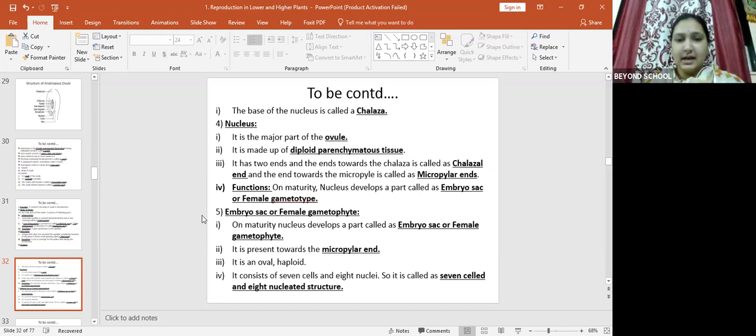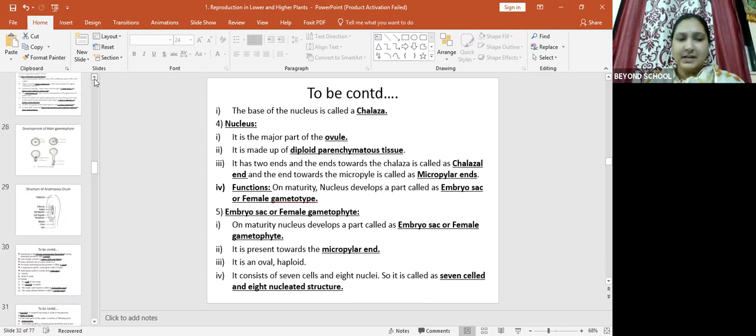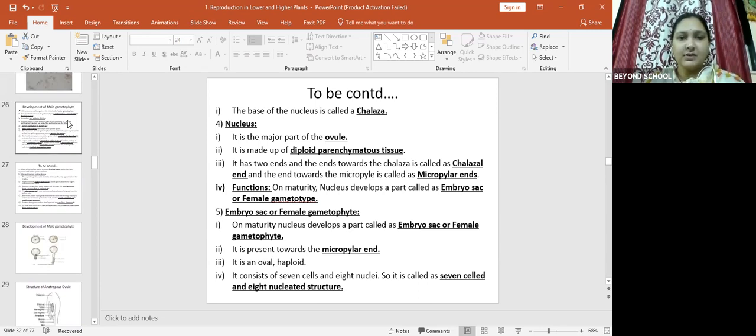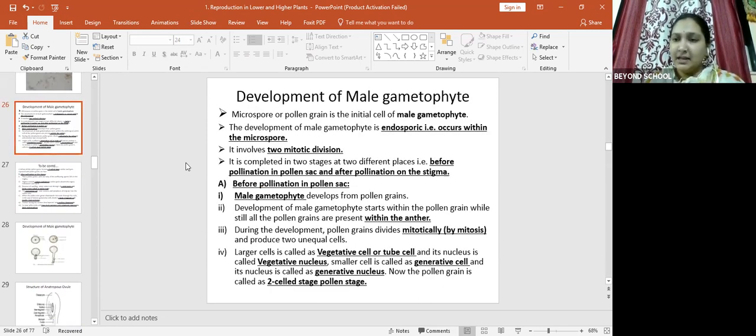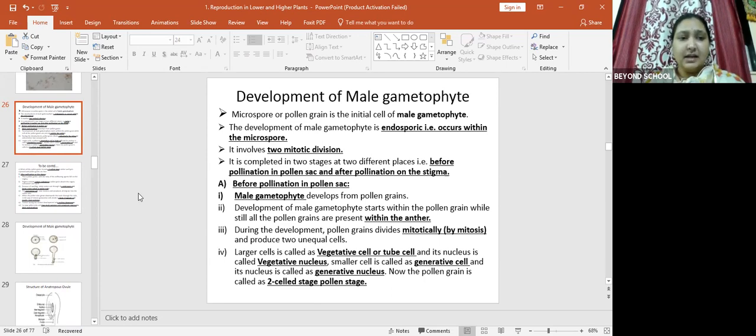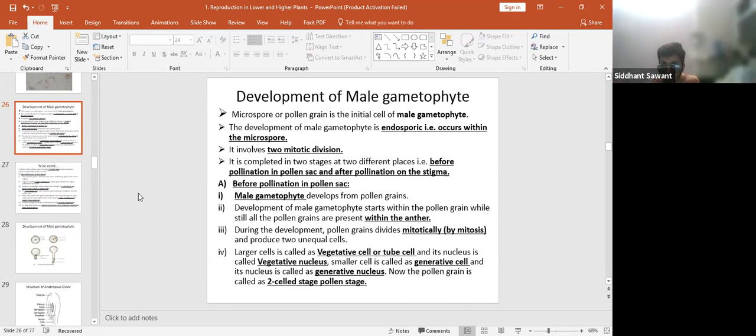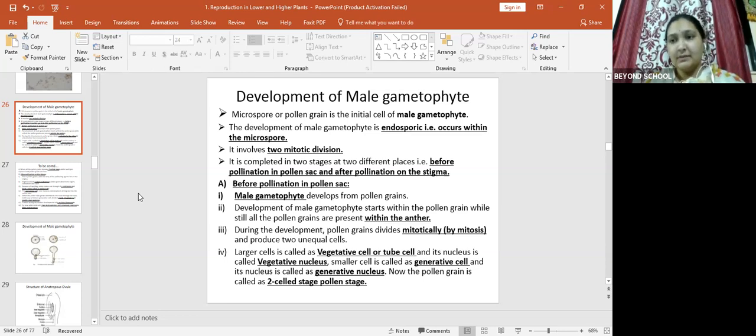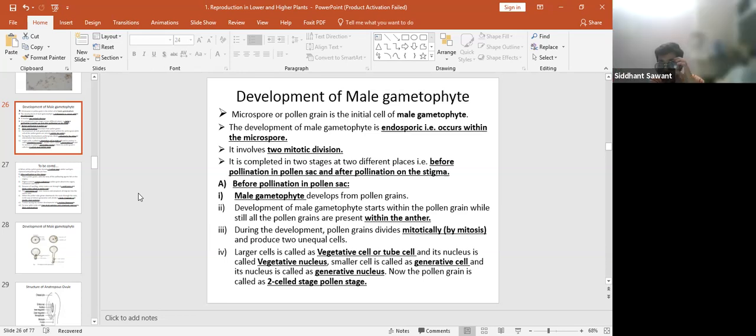Now, dear, let us revise before. I'll ask you a few questions. We studied the male gamete. So the male gamete has been divided into how many stages? Two. Name them. Before pollination and after pollination of the stem. Yes, dear. Now tell me, in a pollen grain, how many cells are produced? Three. Name them. Generative cell, generative nucleus, and vegetative cell.